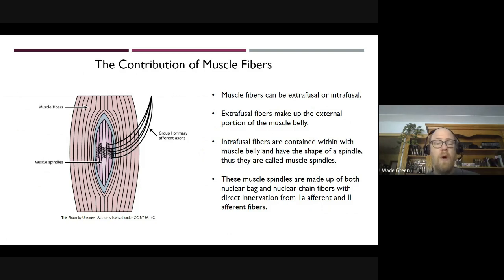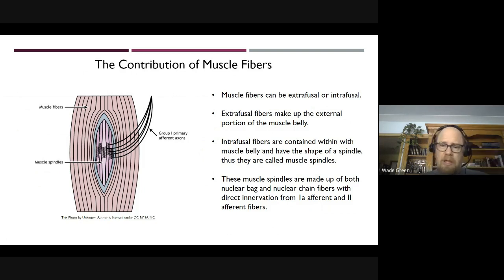Okay, so when we talk about muscle fibers, we have two types. They can be extrafusal or intrafusal. If you were to just look at a muscle anatomically, maybe under a dissection, you would essentially be looking at the extrafusal fibers. Those are the striations in the muscle.